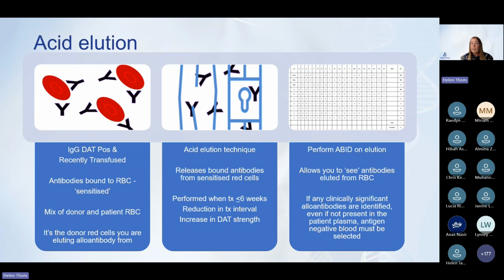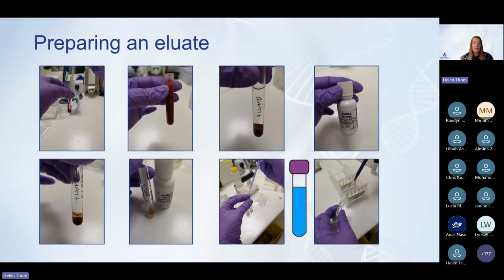You perform an acid elution technique, and what this does is, if you think of the antibody as so new, it's bound to the patient's red cells. It's not necessarily free in the plasma, so you need to unlock it. So we use a process called acid elution, and it removes them from the red cells and brings them into a solution that we can test. So I'm going to show you how we do this now.